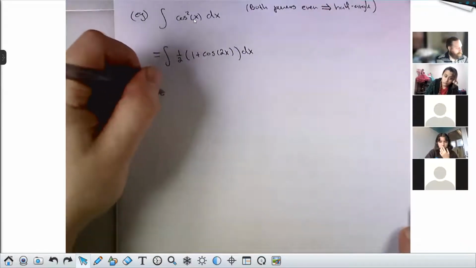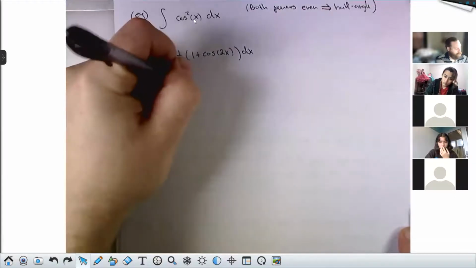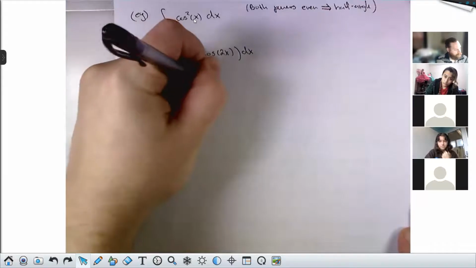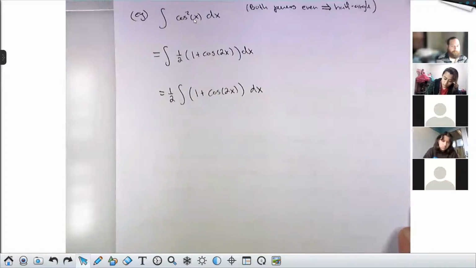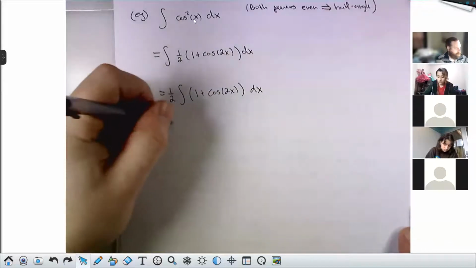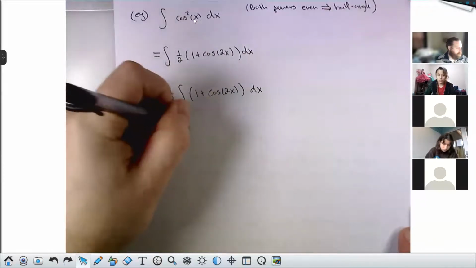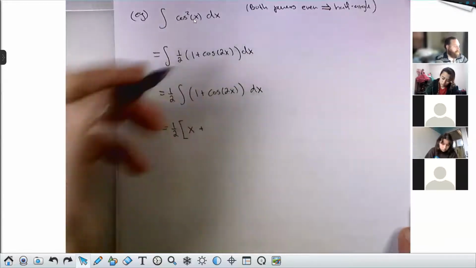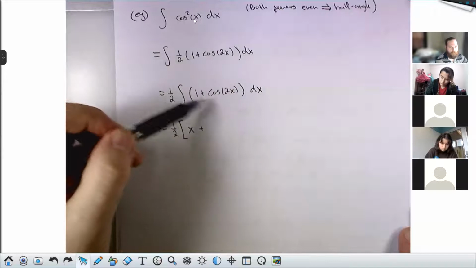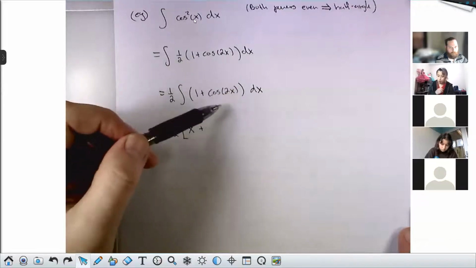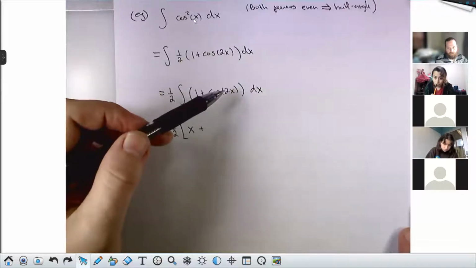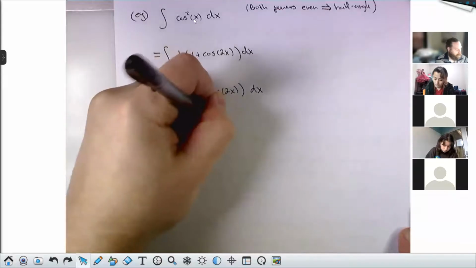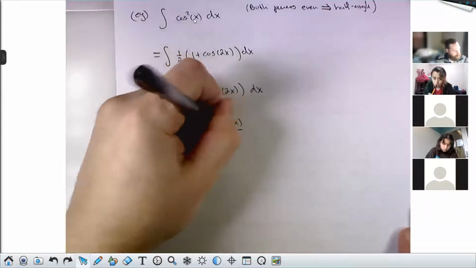The 1/2 can pop out. And what's left is just the integral of 1 plus cosine of 2x dx, which is not difficult. The integral of 1 dx is just x, plus the integral of cos 2x is a micro u sub, right? You would sub like z equals 2x. This would be 1/2 integral cos z dz. Integral of cos z dz is sine z, so this is going to be sine of 2x over 2.